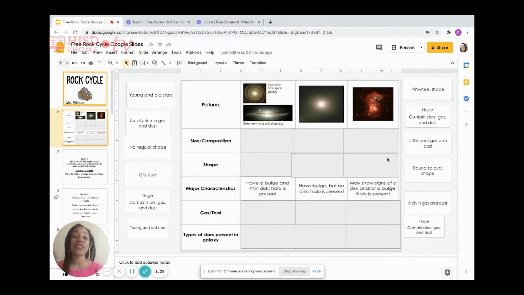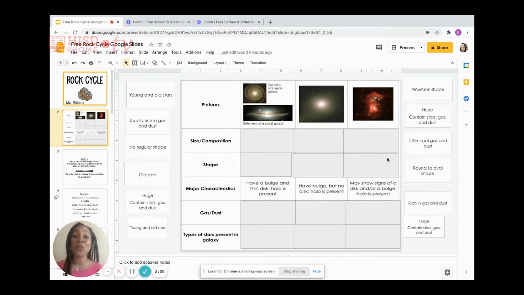So starting with the size and composition. So are they small? Are they big? What should we put for a galaxy? Absolutely. Galaxies are huge. They are enormous. But what about composition? And composition means what it is made up of. So what are galaxies made up of?